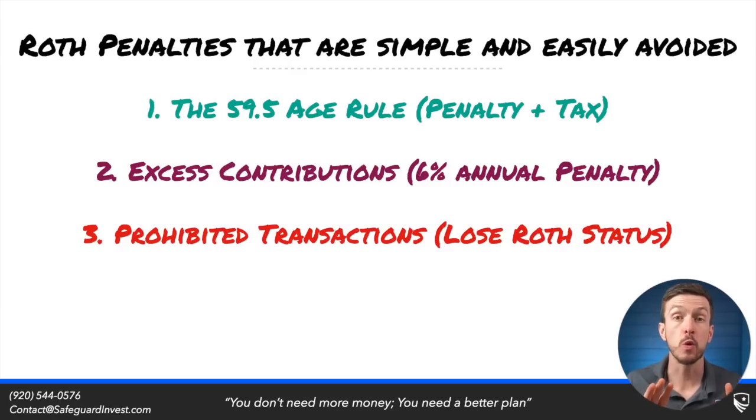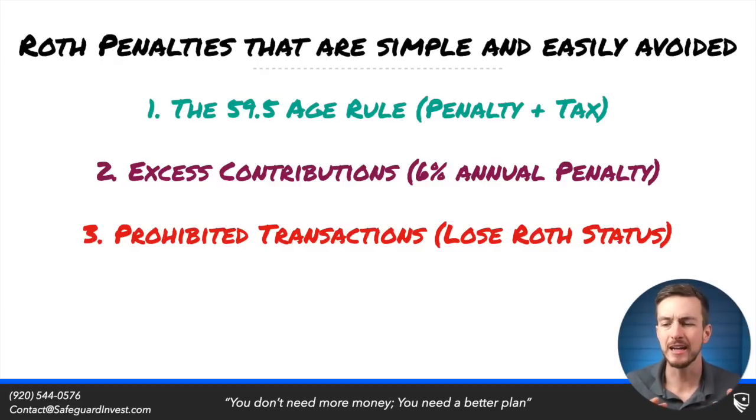Then we have something called prohibited transactions. This is by far the worst penalty someone can see on their Roth IRA, but happens when you do things you're not supposed to do within your Roth. Like, let's say, borrowing money from it or buying life insurance with it. Breaking this penalty means your Roth account loses its Roth status and can potentially be 100% taxable.